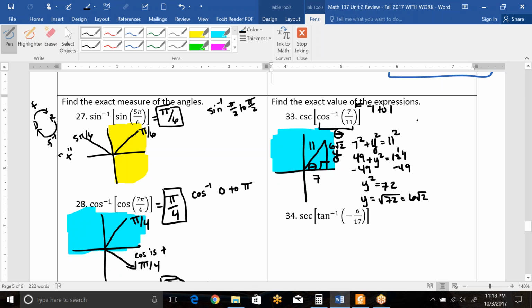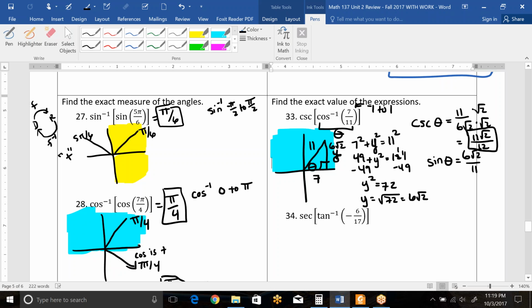So the next piece is we just want to know what is cosecant of theta, and a better way to find that might be to find sine of theta first and then just flip it. So sine of theta is 6 square root of 2 over 11. If we flip that, that would be 11 over 6 square root of 2. Rationalize the square root of 2. So that is 11 square root of 2 over 12. So that is my cosecant of that theta.